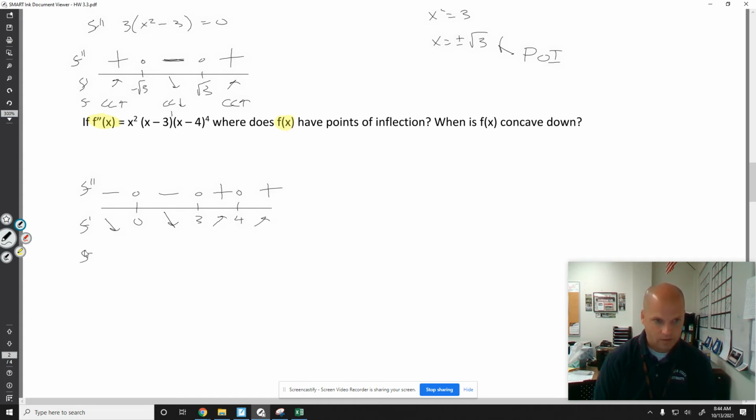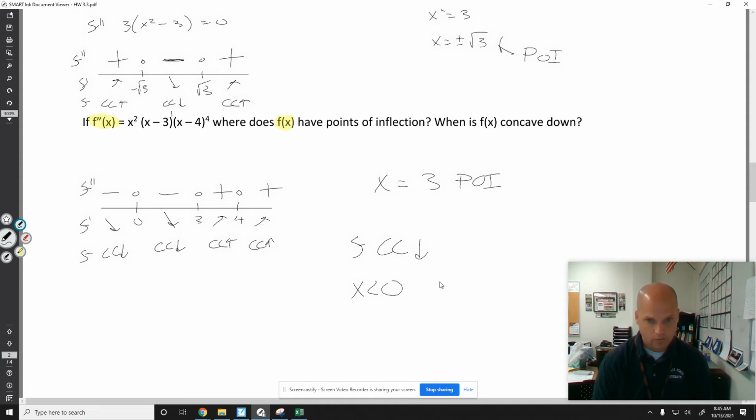which is telling me f is concave down, concave down, concave up, concave up. We only have one point of inflection, just at 3. 0 and 4 are points of no concavity. If I ask you when is f concave down, f is concave down on these intervals. When x is less than 0 and from 0 to 3, that's when f double prime is negative or when f prime is decreasing.